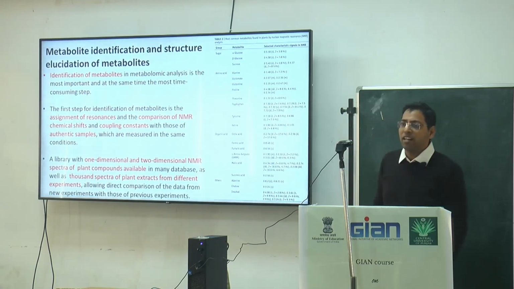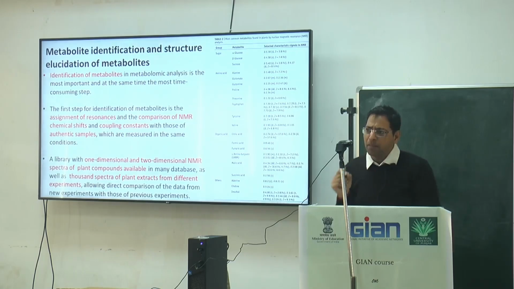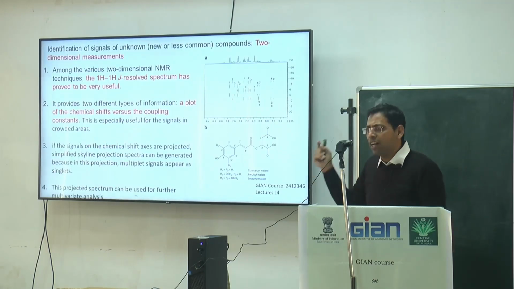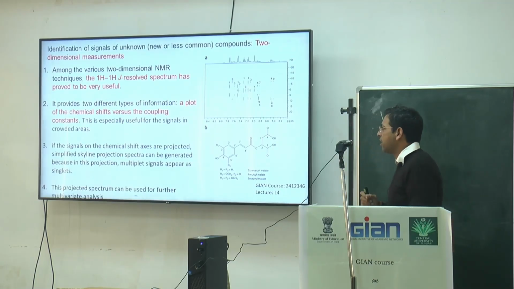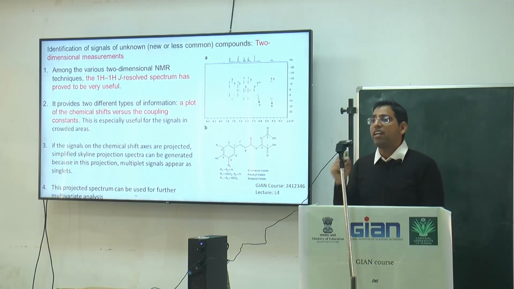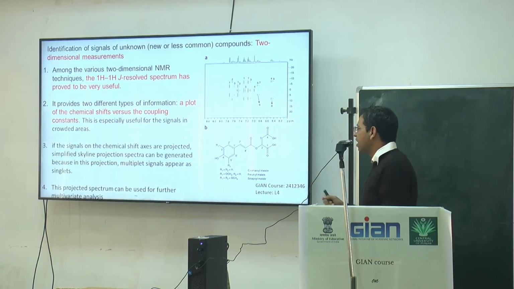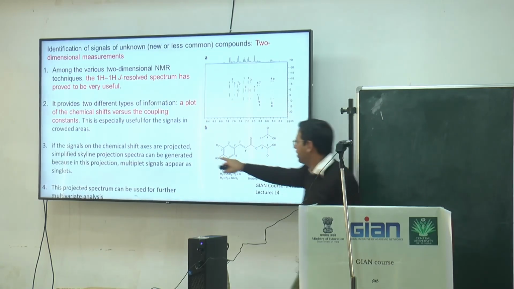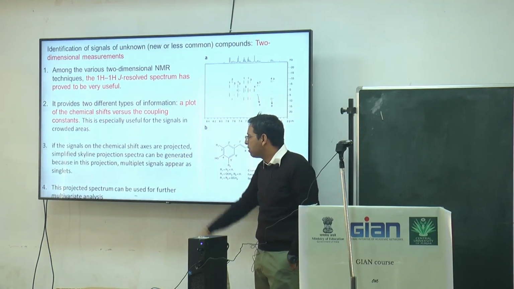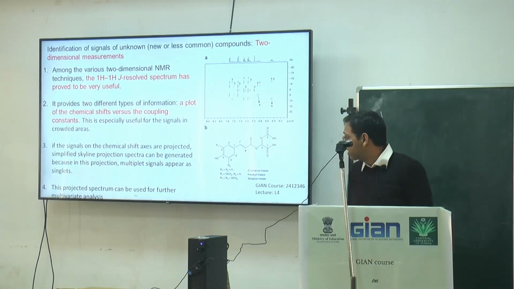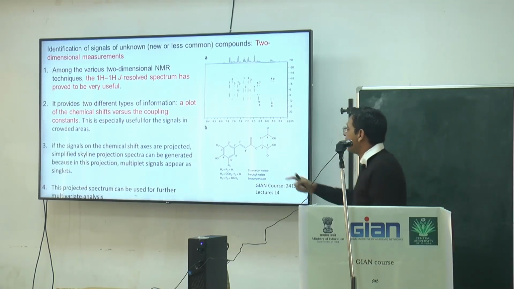In one dimension we focus only on the chemical shift, but in the second dimension we plot the chemical shift against the J constants. This is very useful for the identification of signals in the crowded region. The signals of the chemical shifts are projected, and a simplified skyline projection spectrum can be generated from these projections. Multiple signals appear as a singlet.